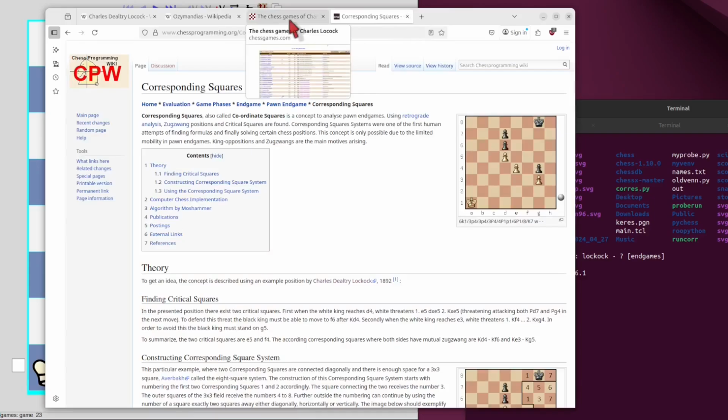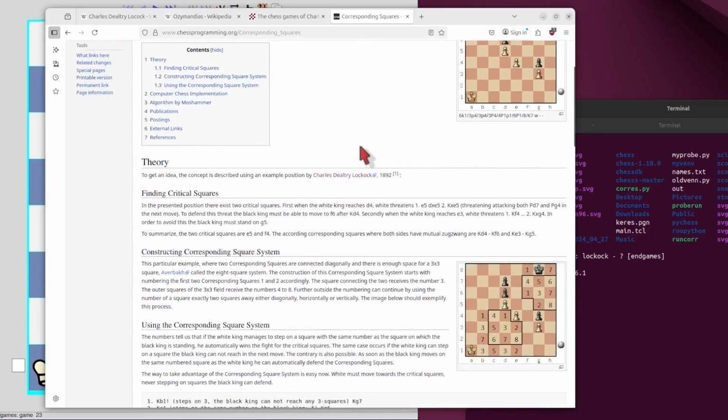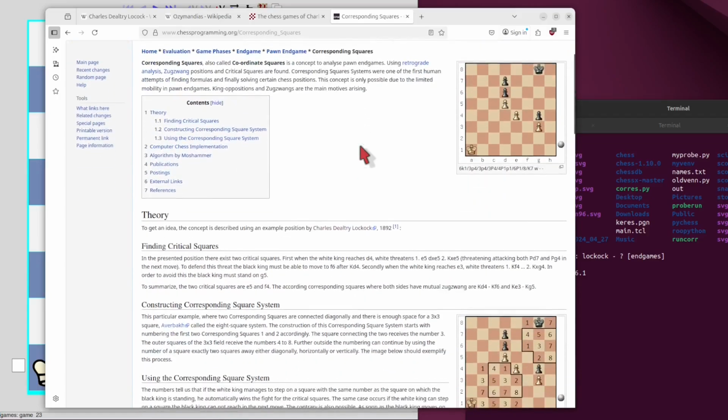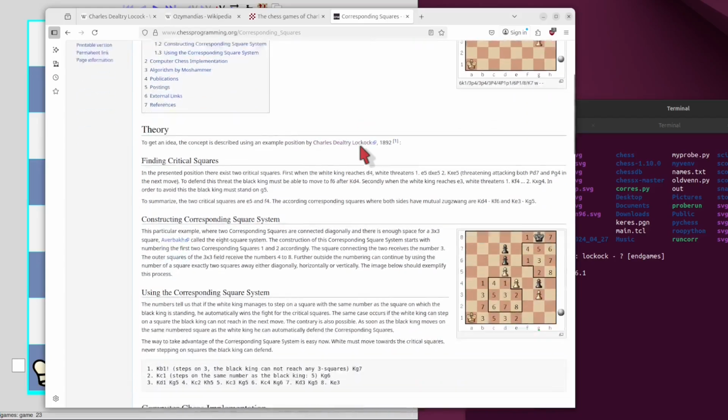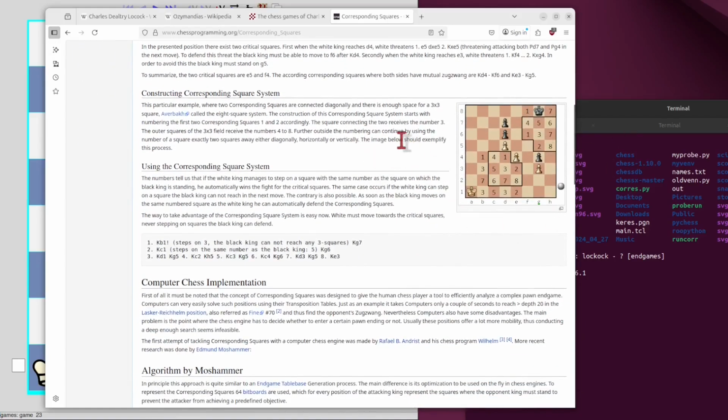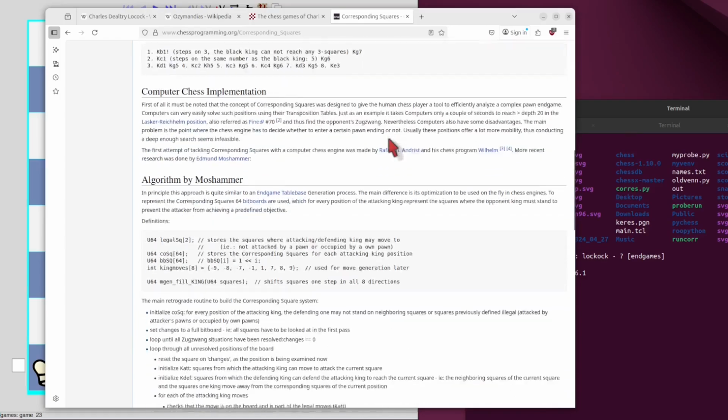Now, the position we look at is very famous. You can see I'm looking now at the Chess Programming Wiki. It's actually the example they use to demonstrate the corresponding squares. It shows the solution on this page, so hopefully you solved it already. I'm not using this, but it's very similar; Speelman goes through the same process and analysis. So obviously this is a famous example if it's being used as the test case on the Chess Programming Wiki.